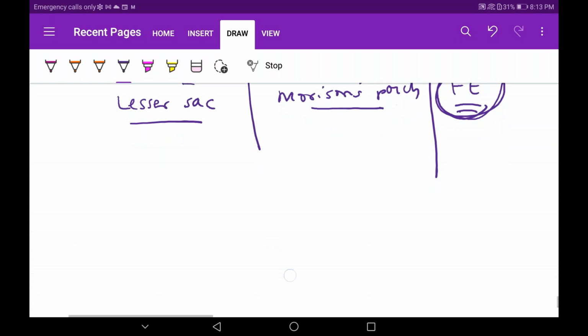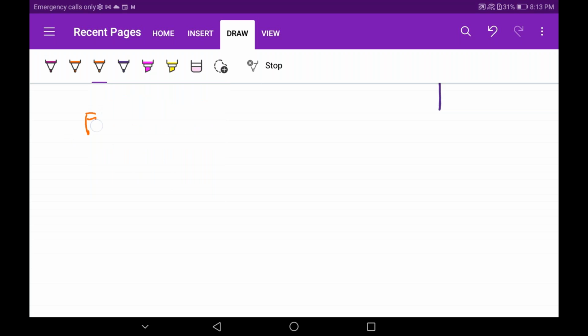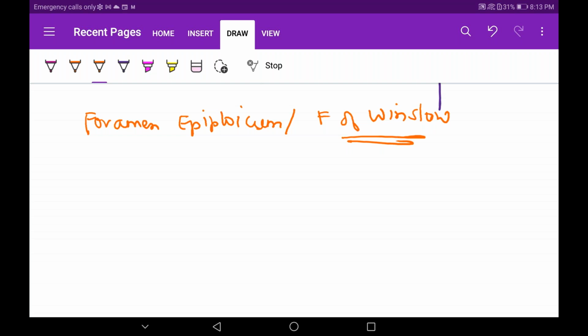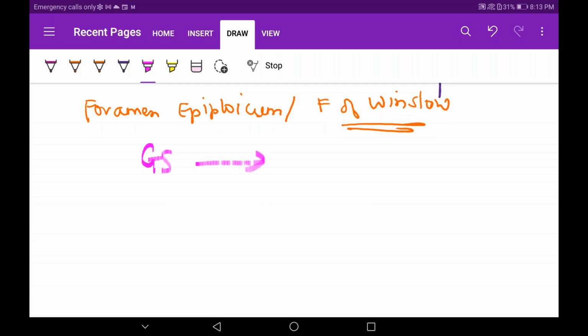Foramen epiploicum, let's write it down. What was the other name? Foramen epiploicum, Winslow, right? The foramen of Winslow. Why Winslow? This fellow discovered the area. Remember I told you the importance of this? It connects the greater sac with the lesser sac. Yes, first point: it connects the greater sac with the lesser sac.